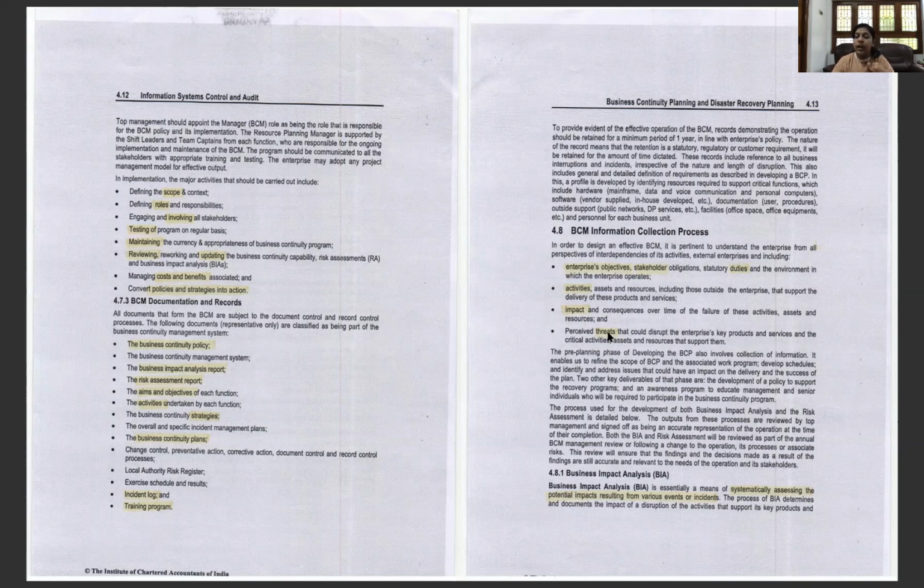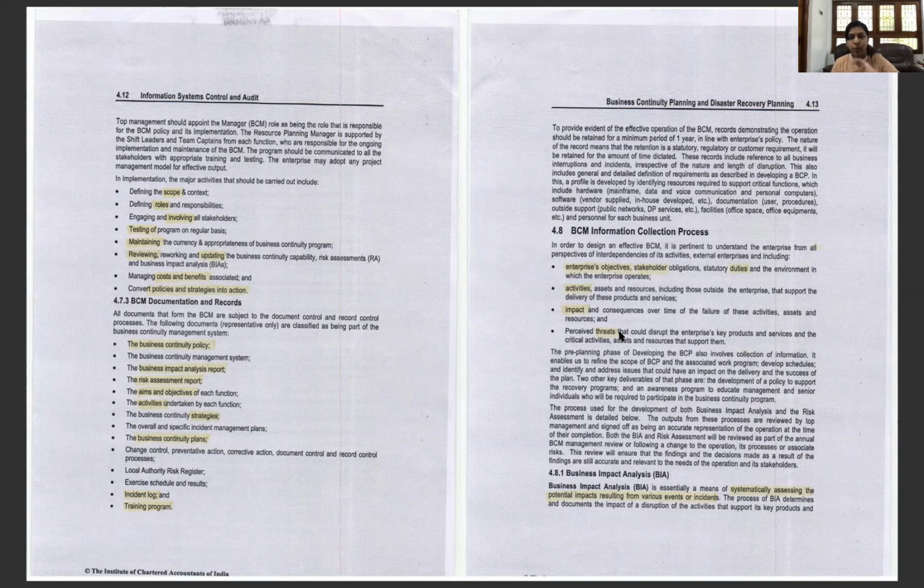So we are going to understand the enterprise from various perspectives. One is the enterprise objectives, stakeholder obligations, statutory duties or responsibilities, and the environment in which the enterprise operates. And then what are the activities of the enterprise? What are their assets? What are their resources? And then what is the impact of the threat, and what happens as a result of the consequence of failure. And what are the threats?